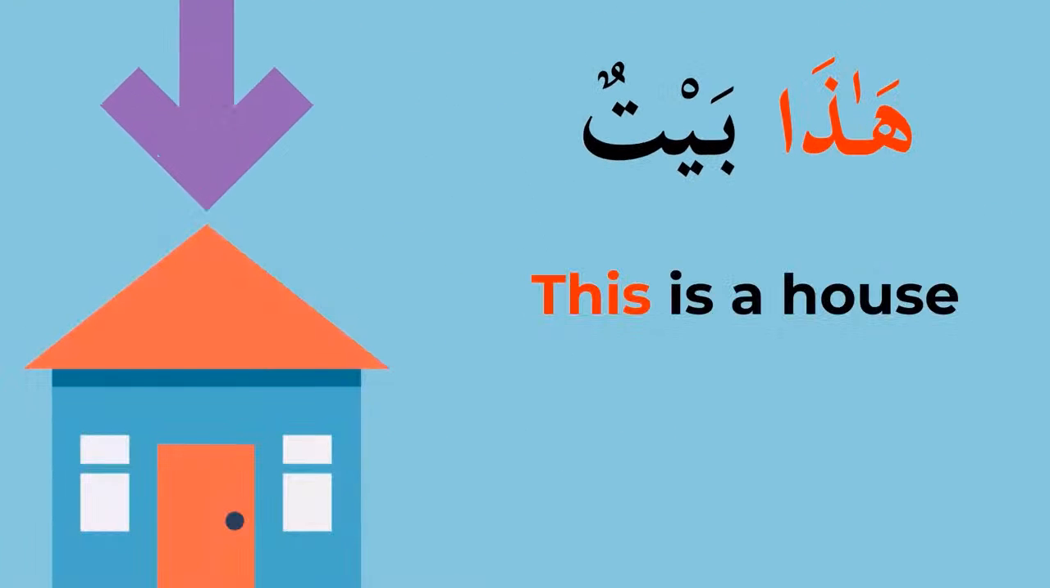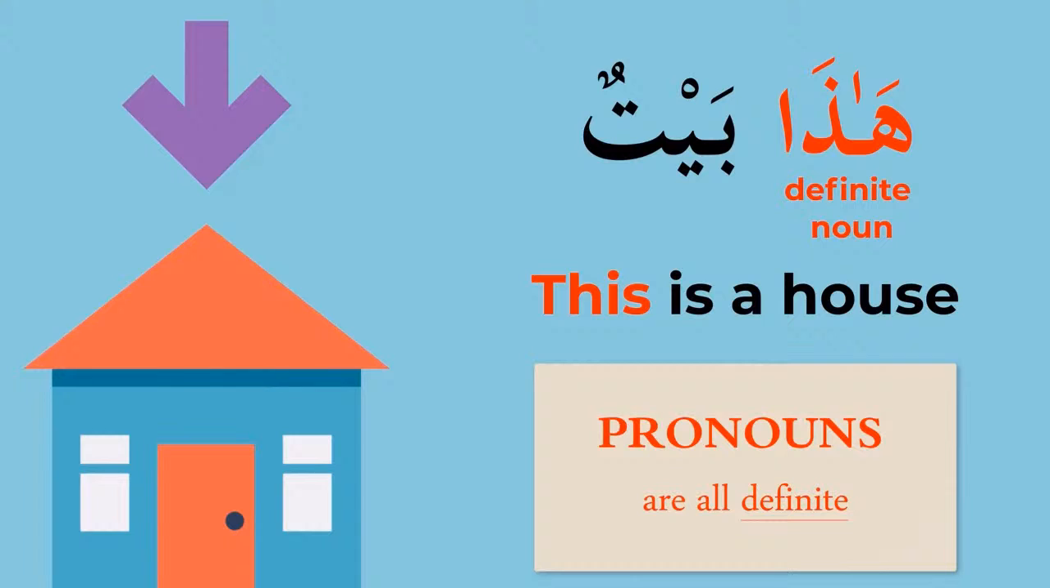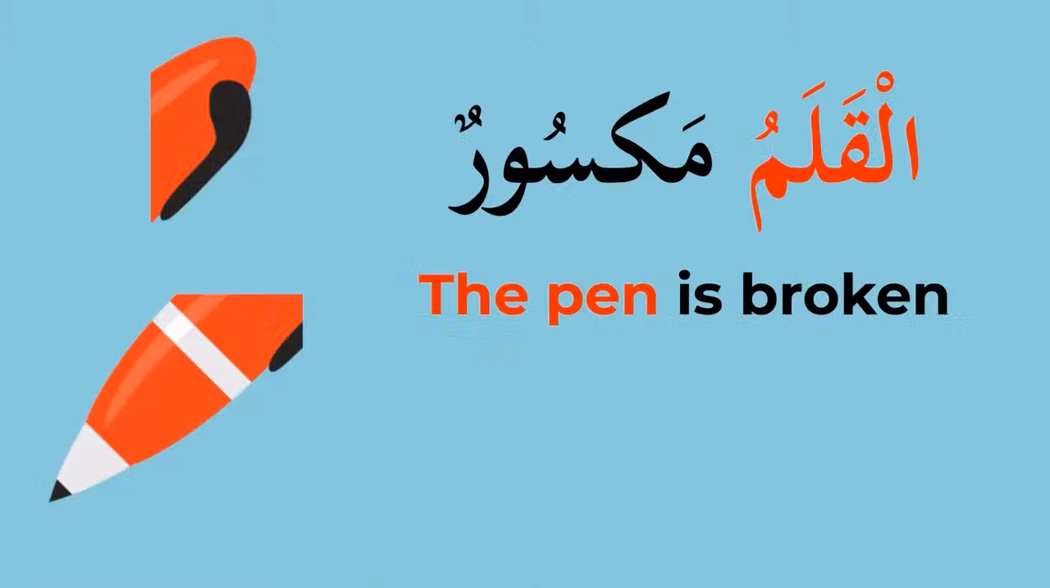Now, more example, brother. Haza baitun. Are you with me? Baitun, a house. But haza, okay, actually it is definite. We are not going to go in detail now, but later on we will explain to you that even haza is a definite, because when you point out something, it is something particular. But we will go in detail later on. Rule number 2.